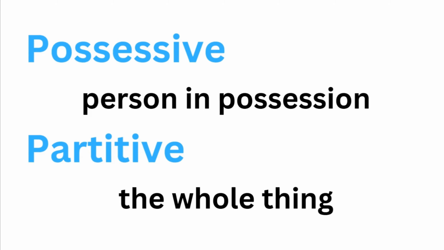So the difference between possession and partitive: possession is the person who is holding the thing or having the thing, and partitive is the whole bit when you are just taking a part out of it.